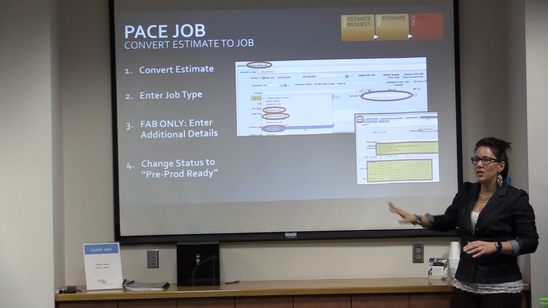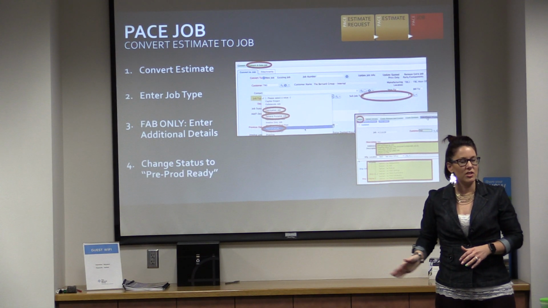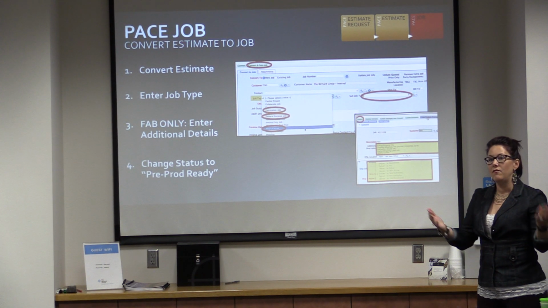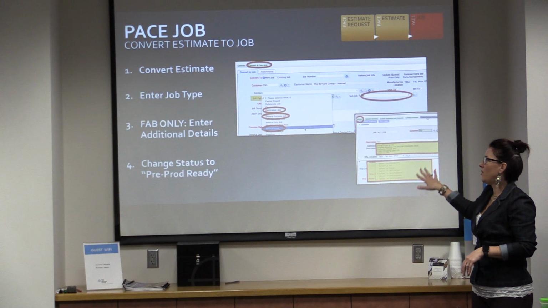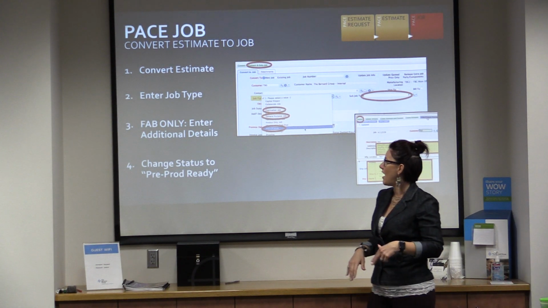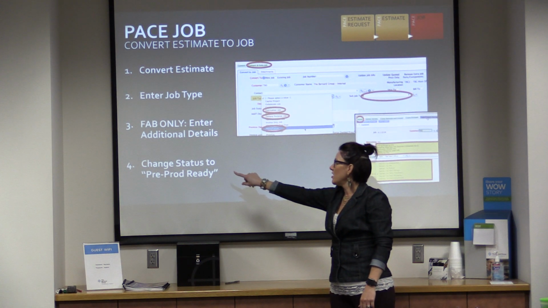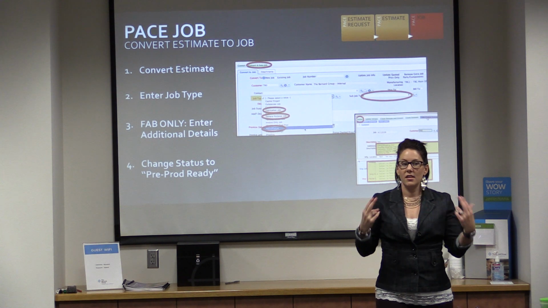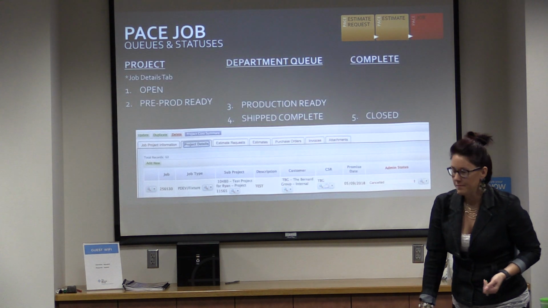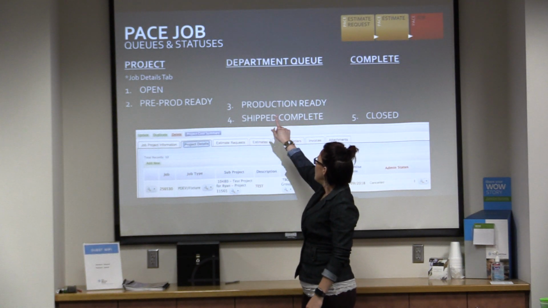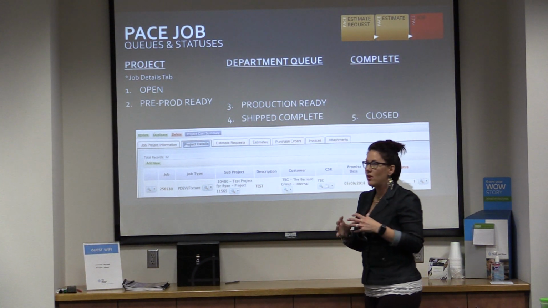If it's R&D, you don't have to really enter in any information here. A lot of the information's already in the questionnaire, which they'll have access to. If you have additional new information, go ahead and put it in here, but most of what they have is there, so there's no requirement for adding additional details. And then you're gonna change that status to pre-production ready. What that does is it's gonna show up in a queue for them.